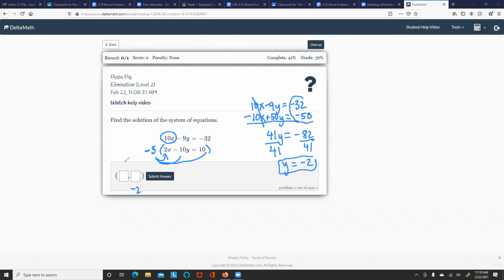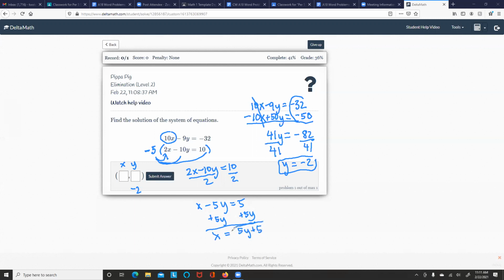Now I need to find x. I found y, now I need to find x. I just noticed that this equation I could simplify, right? If I take 2x minus 10y equals 10, and I divide it all by 2, I could simplify it a lot. So if I just divide all these numbers by 2, I'm going to get x minus 5y equals 5, right? If I take all these numbers and divide by 2, I get that. Now I just need to add 5y to both sides, and I get x equals 5y plus 5.